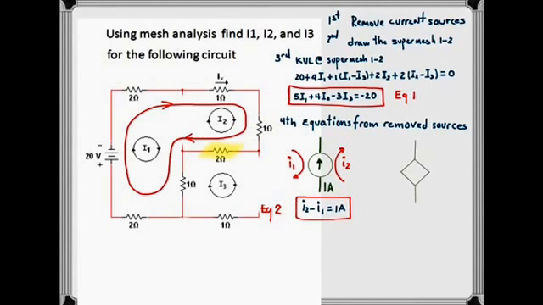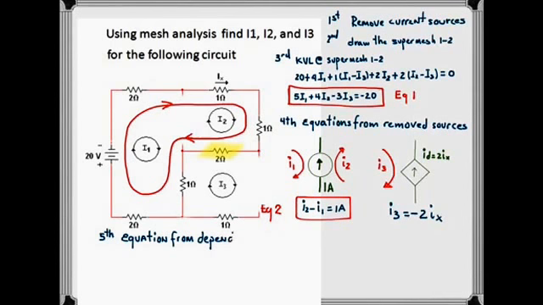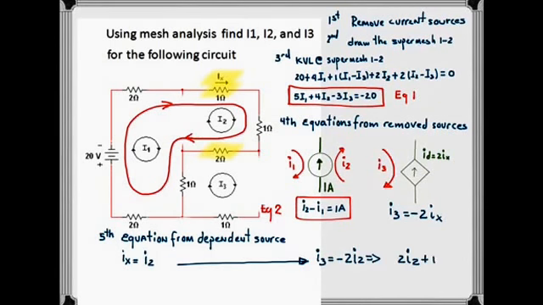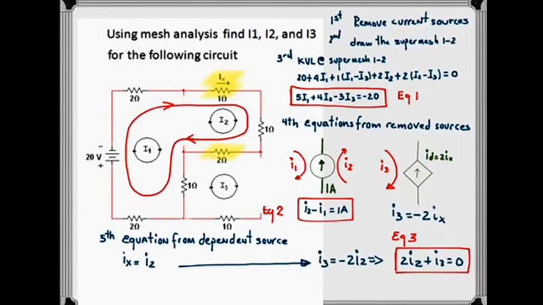For the next dependent source, the current I sub 3 is in the opposite direction of the dependent source, so I sub 3 is going to be minus 2 I sub x. I sub x is a dependent variable, so we need to write an equation and find that variable on the circuit. We can see that I sub x is equal to I sub 2, so I sub x equal to I sub 2. I sub 3 then is equal to minus 2 I sub 2, and we can rewrite the equation as 2 I sub 2 plus I sub 3 equals 0, and that will be our equation number 3.